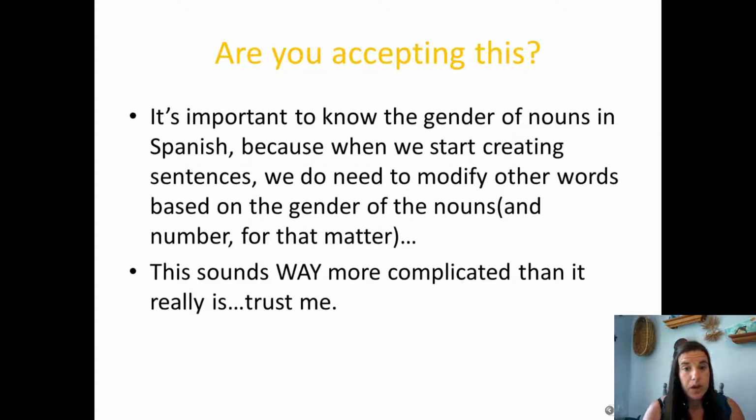But first, before we move on, are you accepting this? It's kind of a different thing. We don't have it in English. But you need to just trust me. You need to know if the nouns that you're using, the words that you're using in Spanish, are masculine or feminine, because it changes the way that we construct our sentences and talk about these words. It sounds a lot more complicated than it really is. If you just learn the articles, el, la, los, or las, and how to make them masculine, feminine, singular, plural, and which one goes with the noun that you're talking about, it'll be pretty simple.